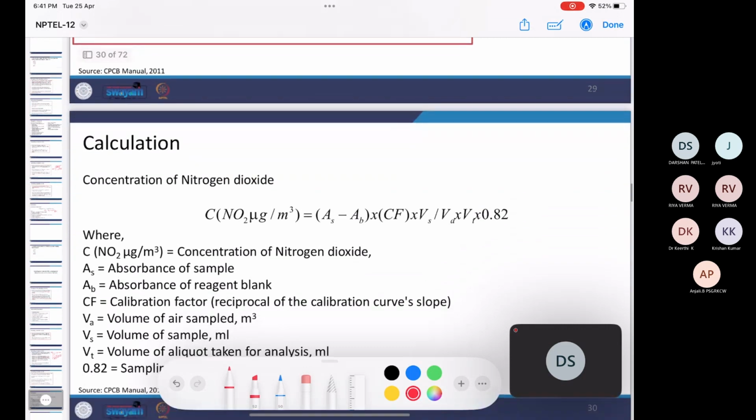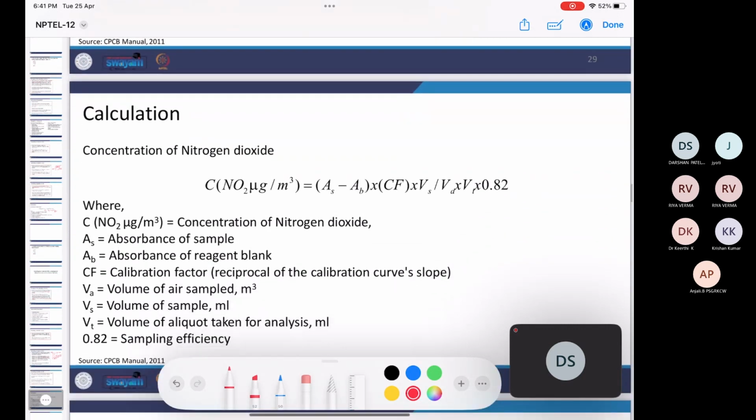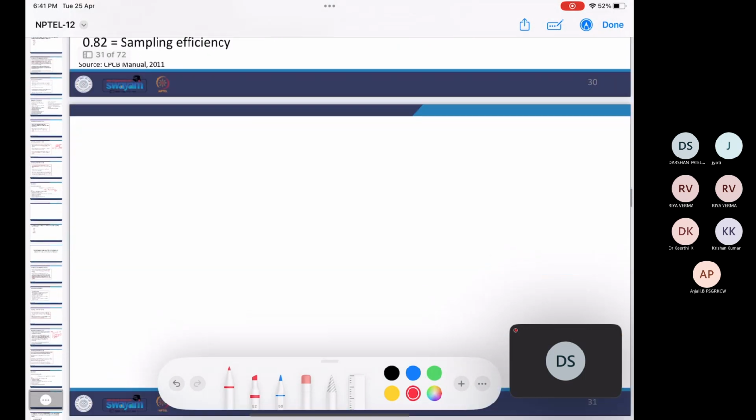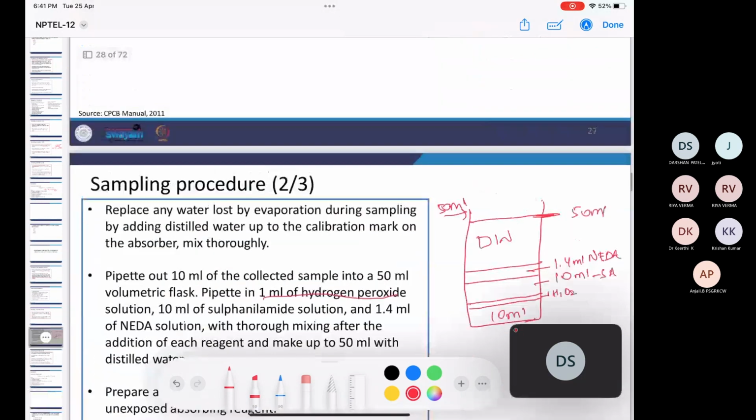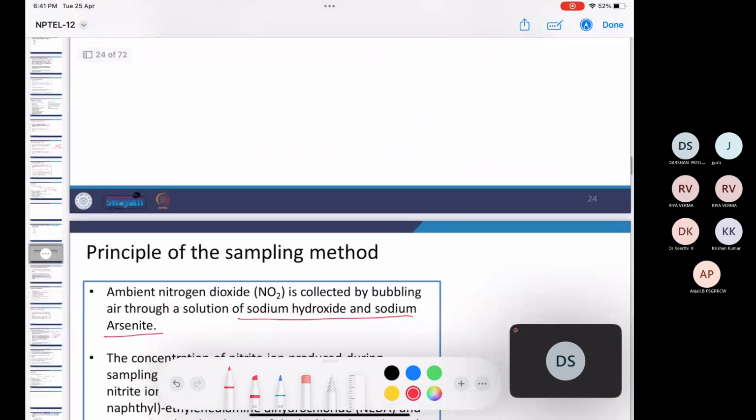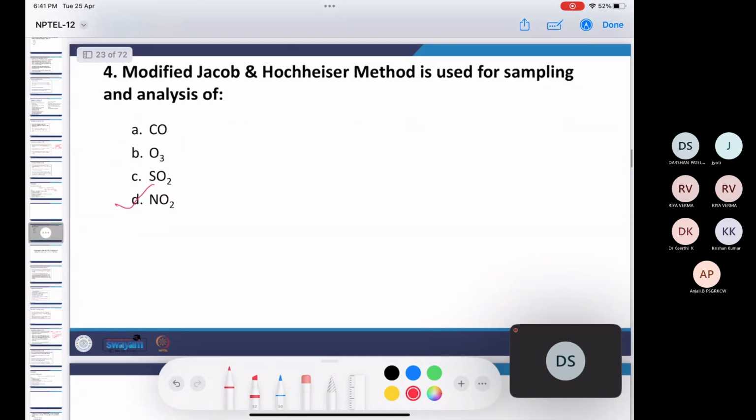Then the formula for the concentration of NO2 is AS, the absorbance of the sample, minus AB, the absorbance of the blank, multiplied by your calibration factor. Then this is multiplied by VS, the volume of sample, divided by the volume of air sampled multiplied by the volume of aliquot taken for the analysis, and multiplied by 0.82, which is your sampling efficiency. So this is how we sample to find out the concentration of NO2 in the ambient air, and this is done by the modified Jacobs and Hochheiser method.